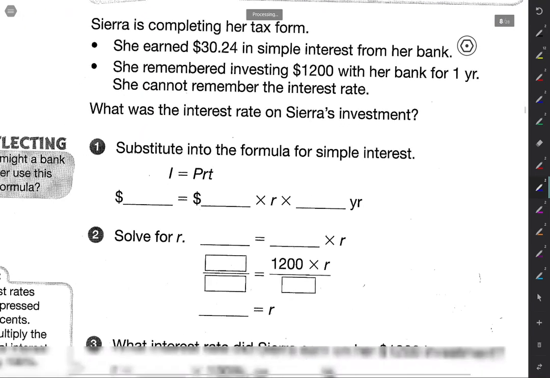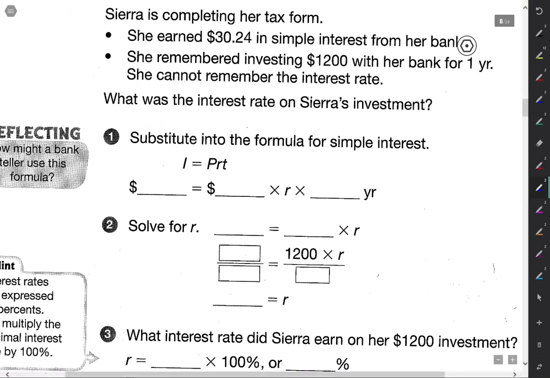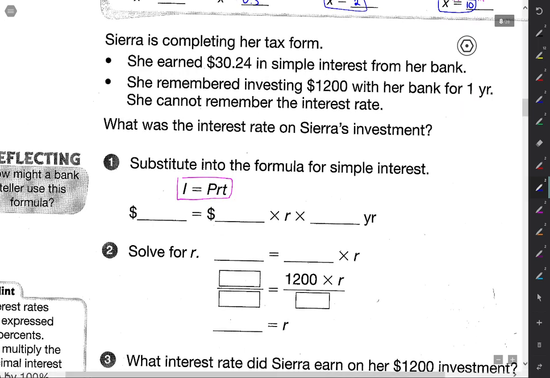So again, we're going to use that formula we learned in the previous topic. I is equal to PRT. And let's fill in the blanks that we have. So this time we have the interest rate. We know the interest is $30.24. So that is the I. Now, the principal amount, she says she remembers investing $1,200 in her bank. So that would be the initial amount, or the principal. So I'll give it $1,200. The rate, she does not know. And she knows it was in her bank for 1 year. So the time, or the T, would be 1.